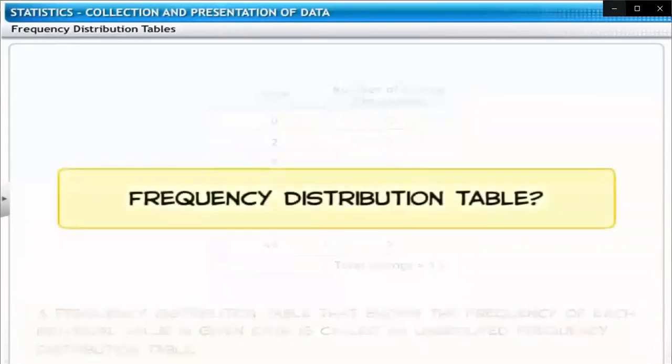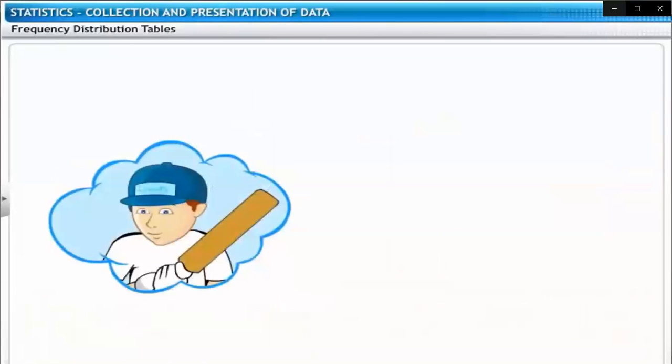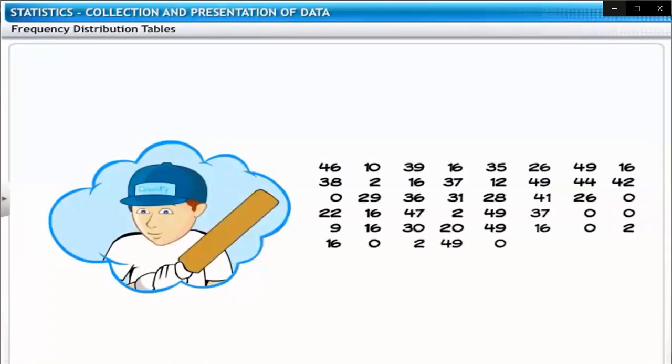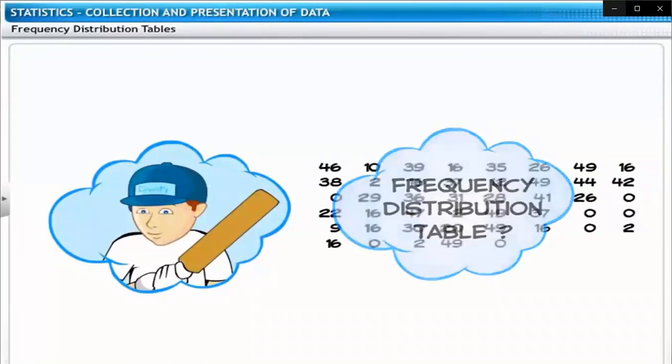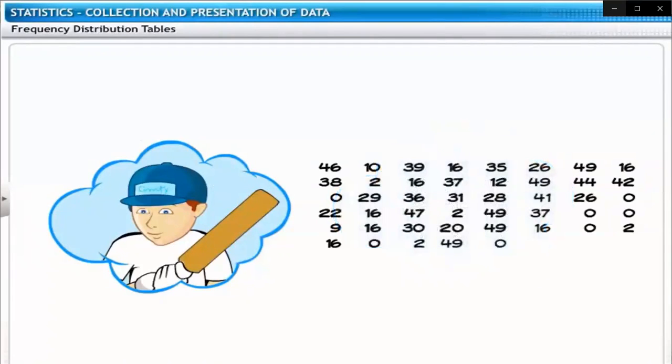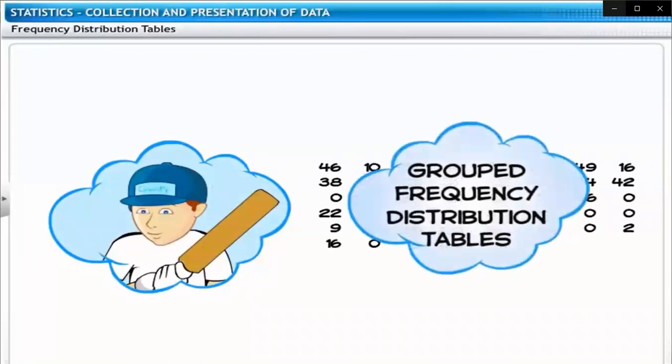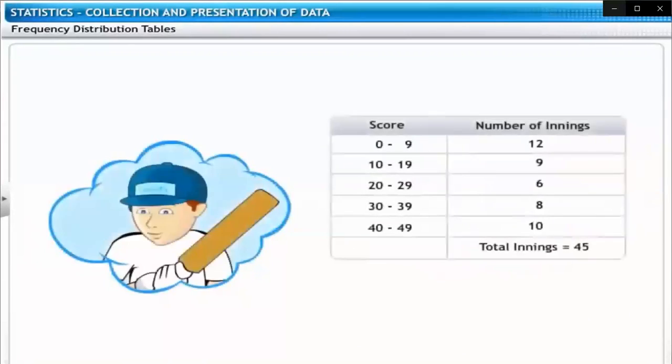Okay, so for frequency distribution tables, we have two different types. We'll see what the two types are. For example, consider these are the scores of this batsman in, let's say, the last 15 innings. If you are trying to show this data in a frequency distribution table, it will be a very long table. So we have to make a grouped frequency distribution table, in which we can represent the data in a much easier and more convenient way.